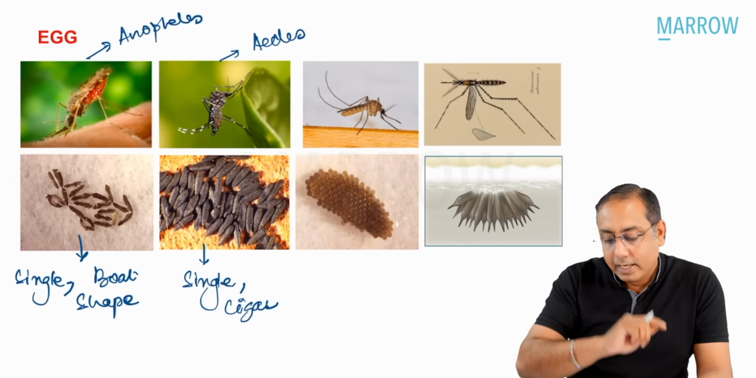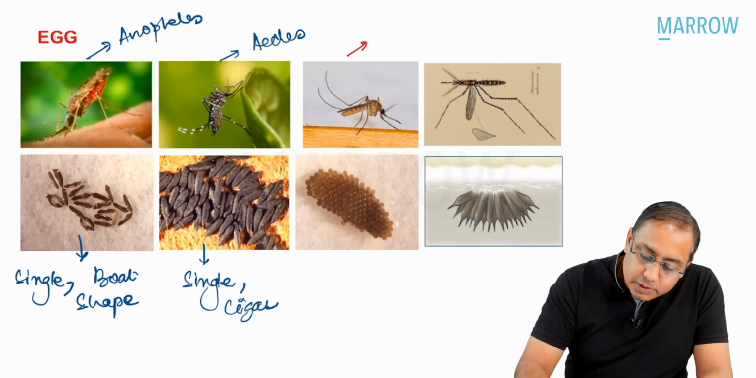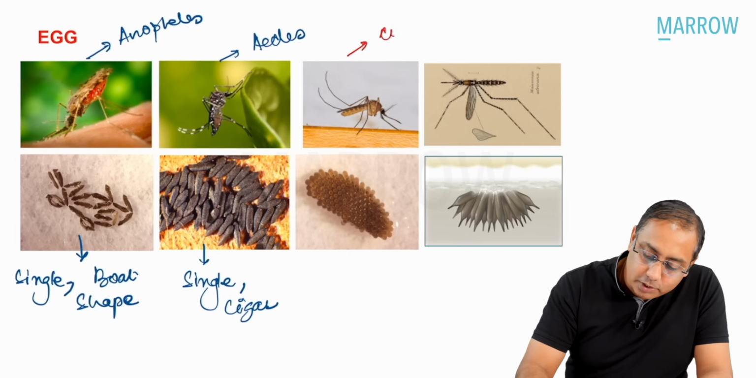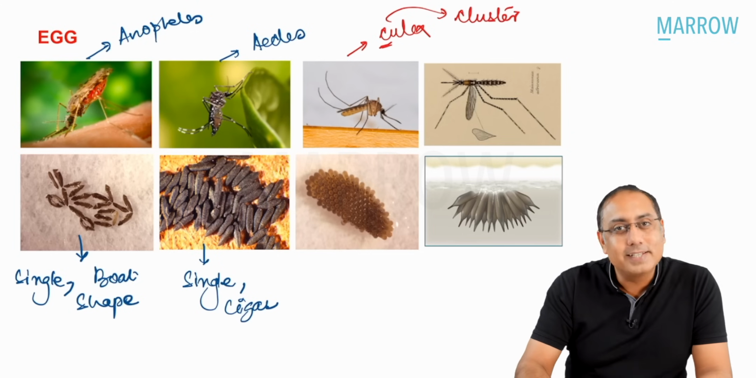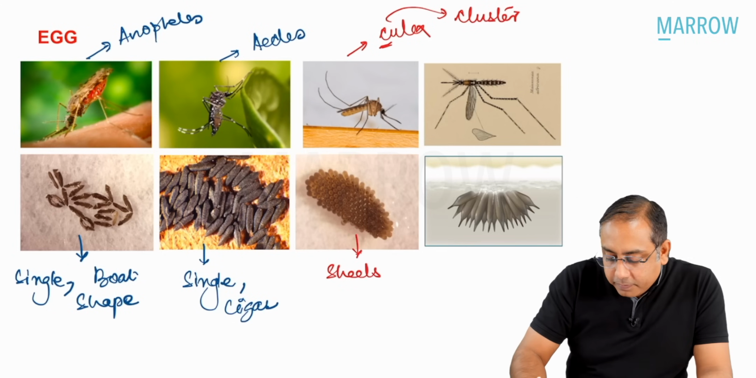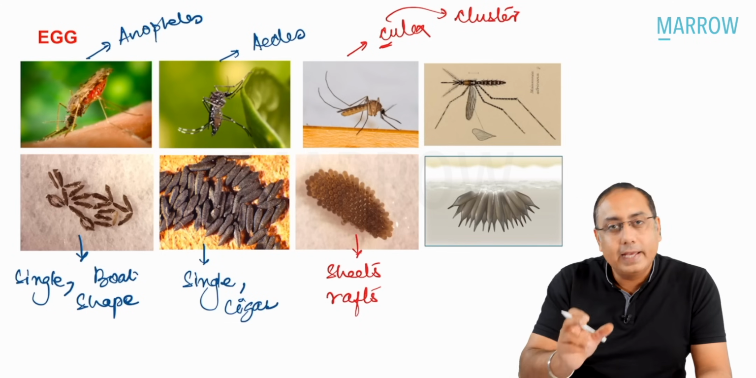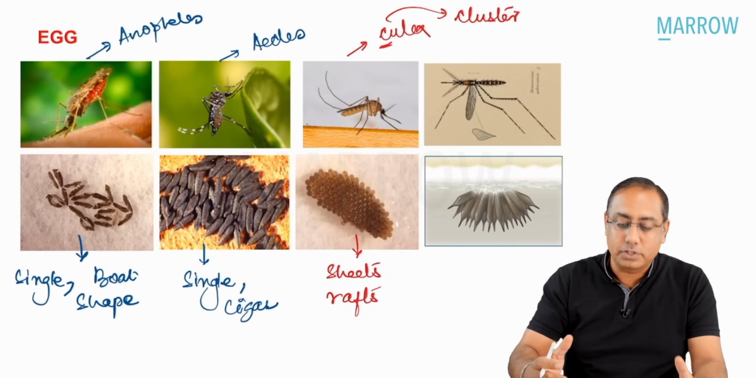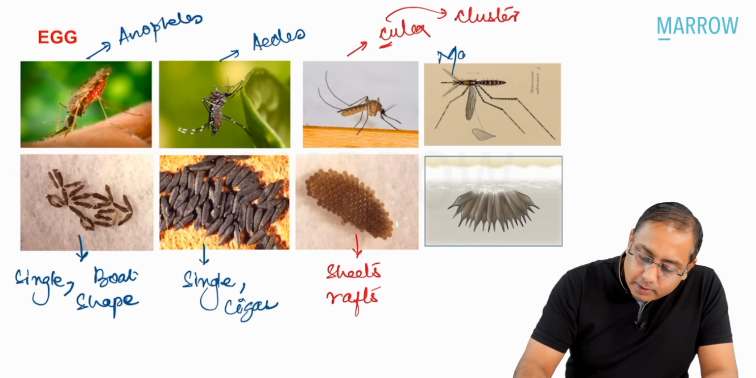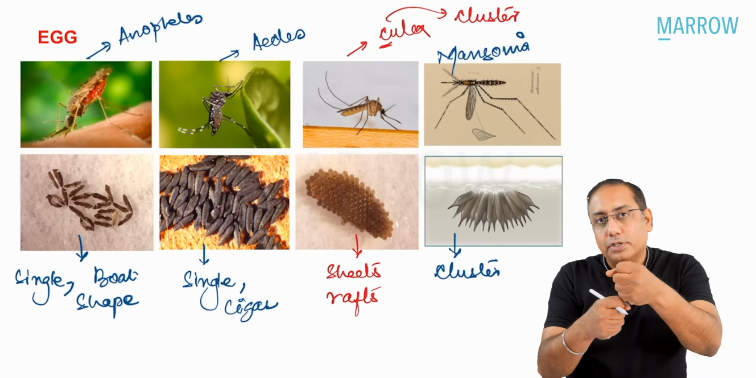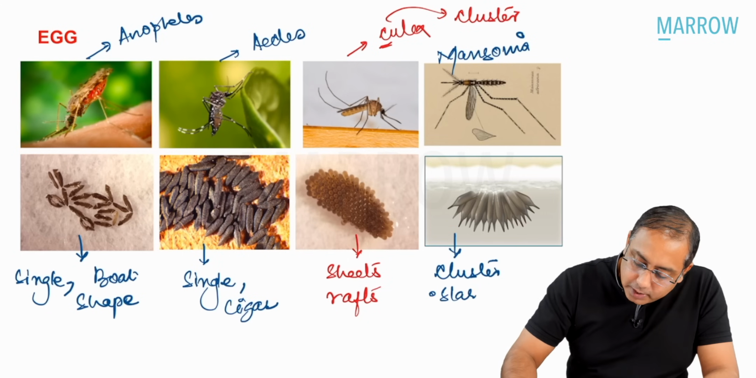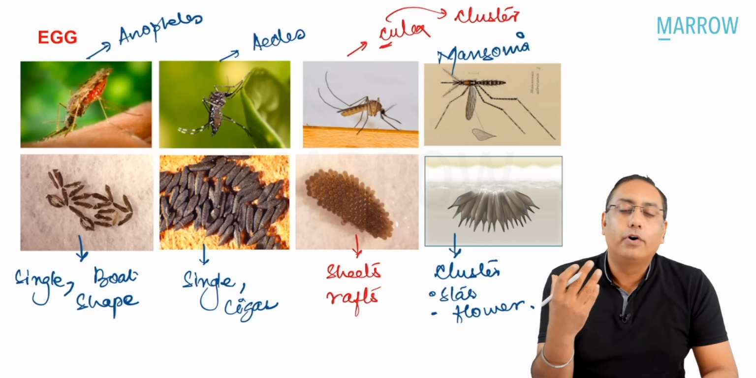And if you look at the nuisance mosquito, the little brown mosquito, which is the Culex mosquito, remember C for Culex, C for cluster. The Culex eggs are always in clusters, in sheets or in rafts. On the same principle, the Mansonia mosquito also has eggs in clusters, and it is a star-shaped cluster, which we also call a floret or flower arrangement.